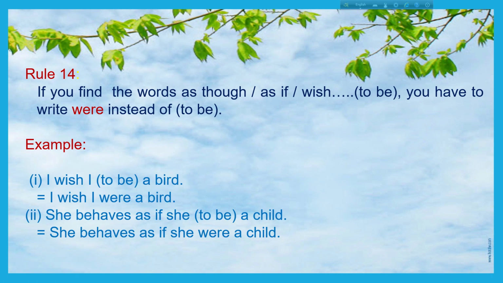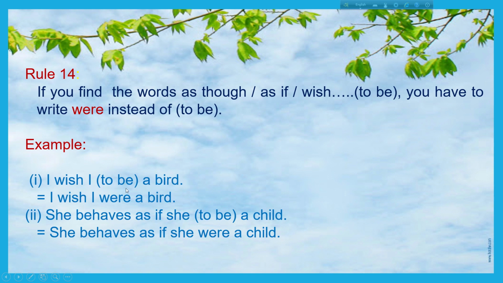If you find the words as though, as if, or wish, and you find to be in the bracket, you have to write were instead of to be. That means if you find the word as though, as if, wish, and after these words you find to be in the bracket, you have to use were instead of to be. So let's see the example, then you will be clear.